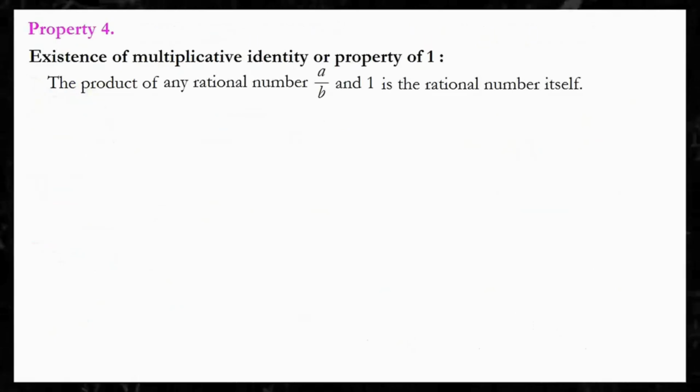Property 4. Existence of multiplicative identity, or property of 1. The product of any rational number a/b and 1 is the rational number itself.